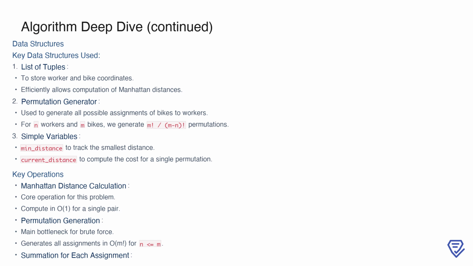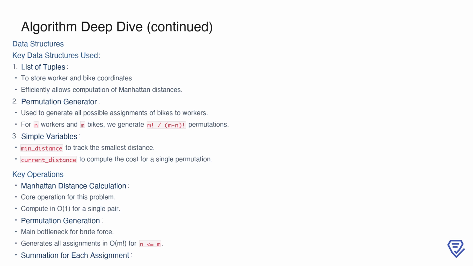To implement this algorithm, we use a few key data structures. The worker and bike coordinates are stored as tuples in a list, which allows us to quickly compute Manhattan distances. A permutation generator, such as Python's itertools.permutations, is used to create all potential assignments of bikes to workers. For n workers and m bikes, the generator produces m!/(m-n)! permutations when n is less than or equal to m. Additionally, we use simple variables like min_distance to keep track of the smallest distance observed so far and current_distance to compute the cost of a single permutation.